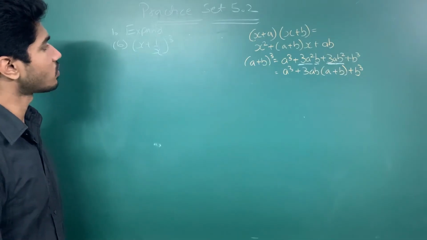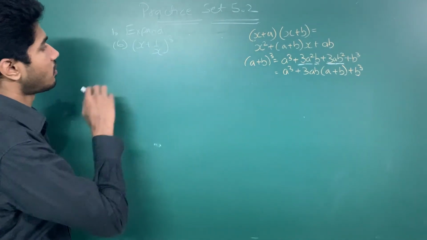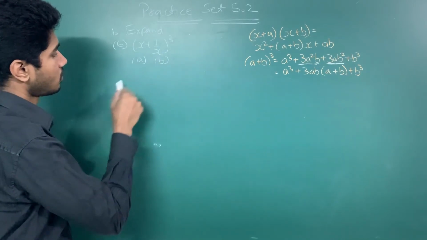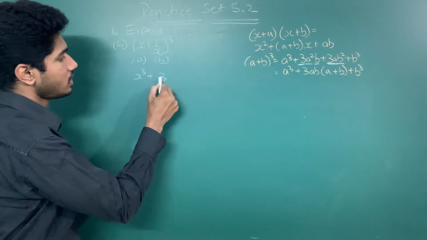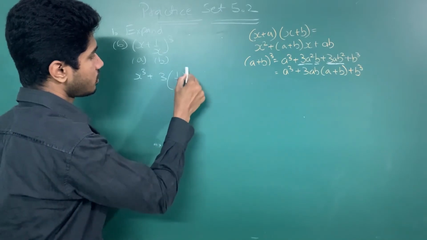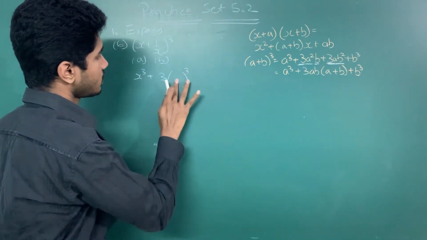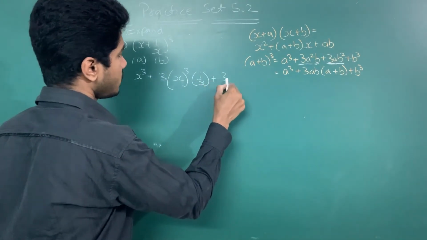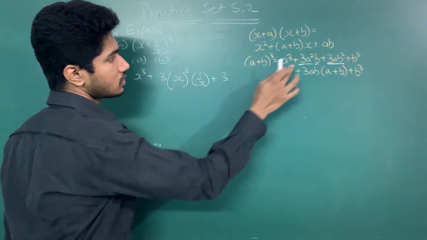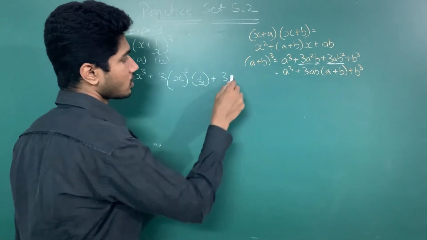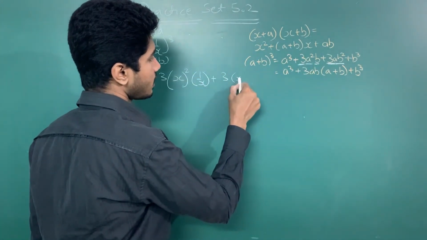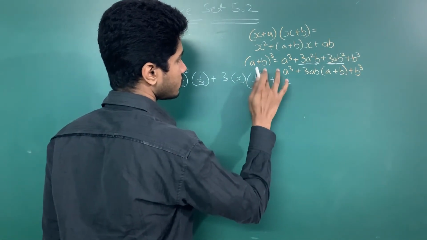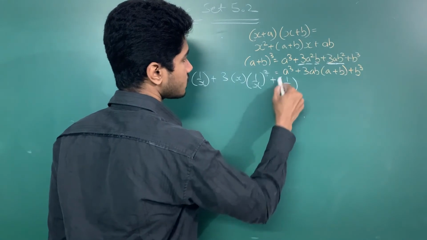Sixth sum, x plus 1 upon x the whole cube. So we'll use the formula over here. x is a and 1 upon x is our b. So a is our x and 1 upon x, plus 3 a square b, so we'll put it square, and this will be 3 x square into 1 upon x, plus 3 into x into 1 upon x the whole square, plus 1 upon x the whole cube.